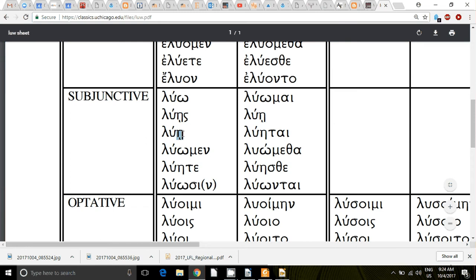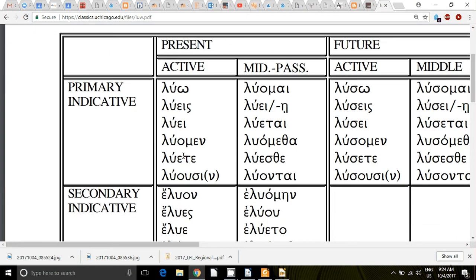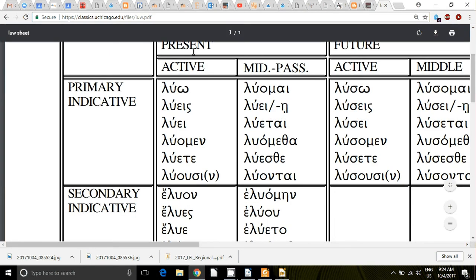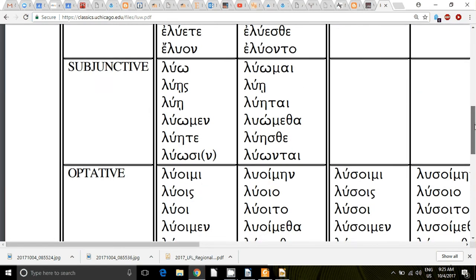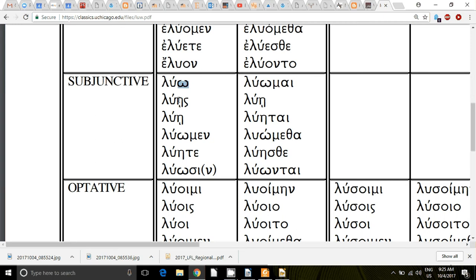You notice these endings are very much the same as the present indicative endings, but the vowels have all been lengthened. So here again is this chart, which calls it the primary indicative, the present tense. O, eis, a, amen, et, usin. And now essentially, if you thought about adding another epsilon to this ending, making all those vowels long, you end up with the present subjunctive. O, eis, a, omen, eta, osin.